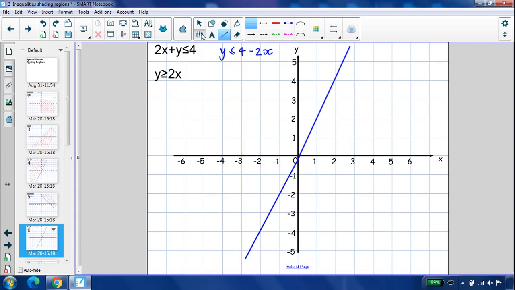And I'll label that. Then let's have a look at the other line. It cuts through 4 and I've got a gradient of minus 2. It's going to be something like that. And I can just extend it on a little bit up here as well.